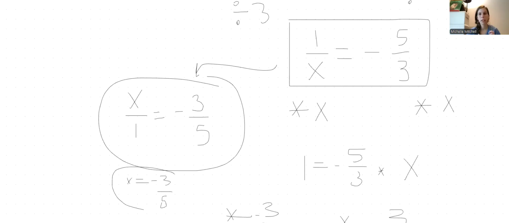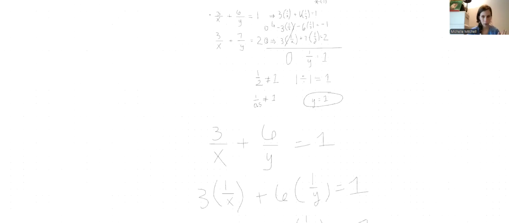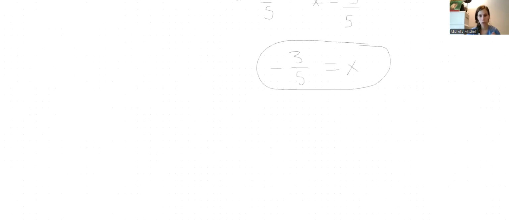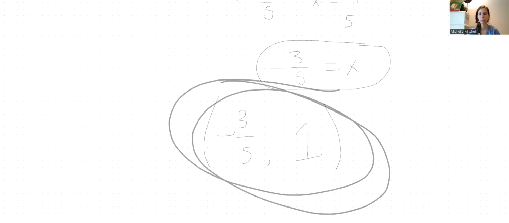Now, to give the final answer for the problem, you don't give your x and y values independently. You give it as a point, right? So you say, oh, my y value is 1. My x value is negative 3/5. So my answer is negative 3 over 5, comma 1. This right here, this is my final answer. All right, hope that helps.